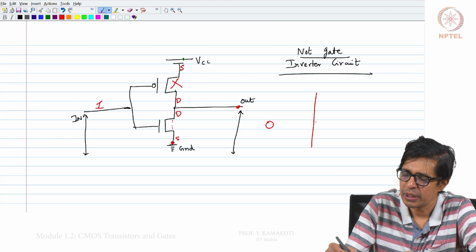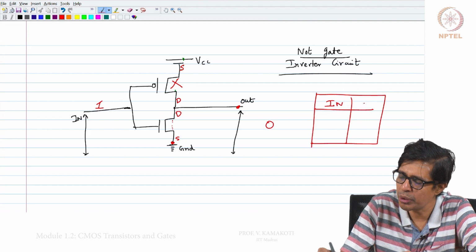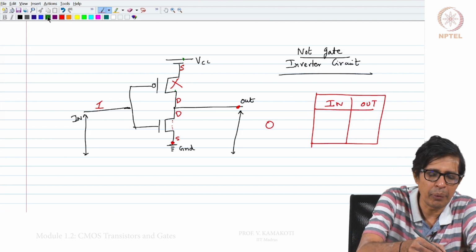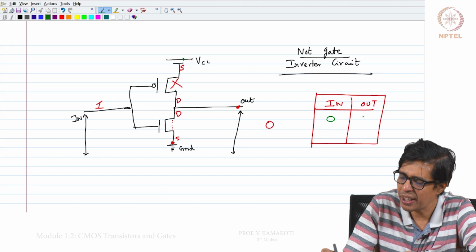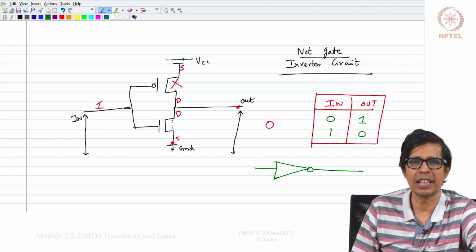So, this is the NOT gate, wherein this is the input and this is the output. When I apply 0, I get a 1, when I apply 1, I get a 0. This is represented by this symbol in digital electronics.